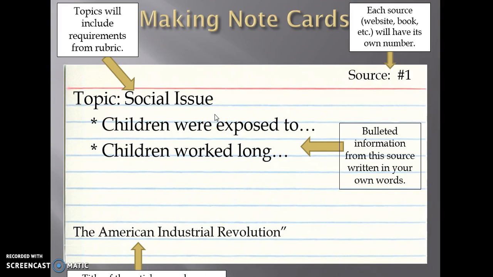So it's okay to use the same source for multiple topics, especially if it's a really good one that's very valid and gives a lot of really good information. So once again, I have my bullet points. I'm writing this in my own words. And then as I just stated, this is coming from the exact same article that I found the previous one from. So my article title will stay the same here at the bottom.